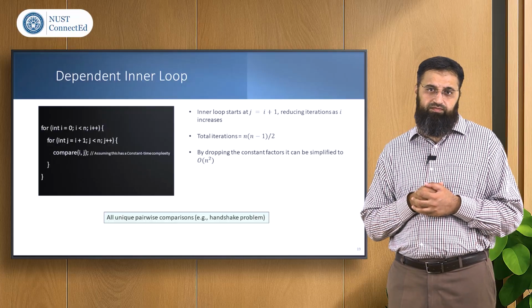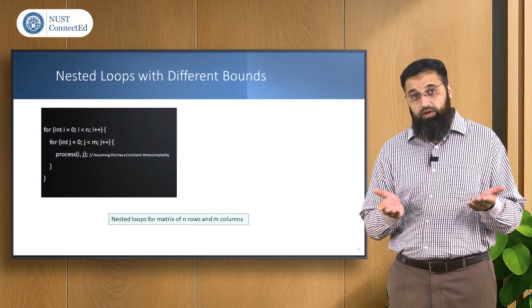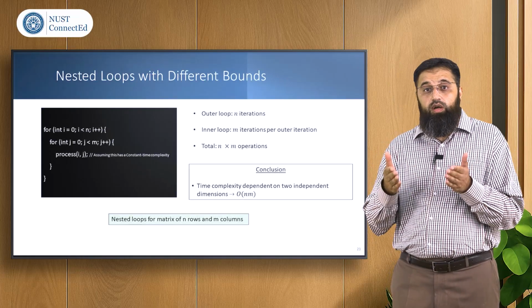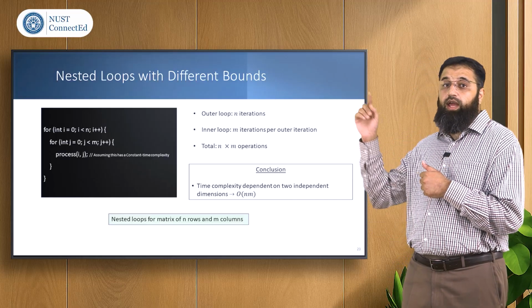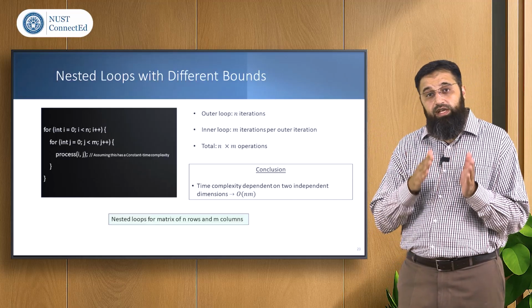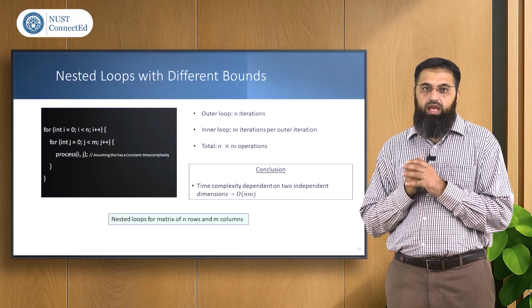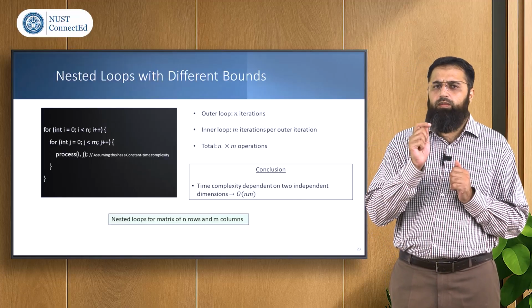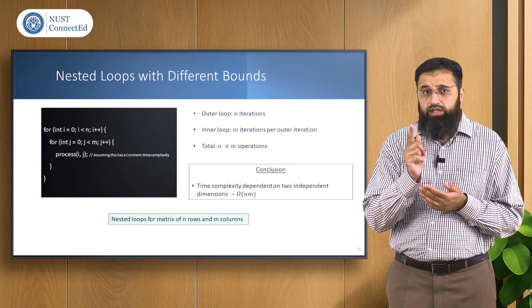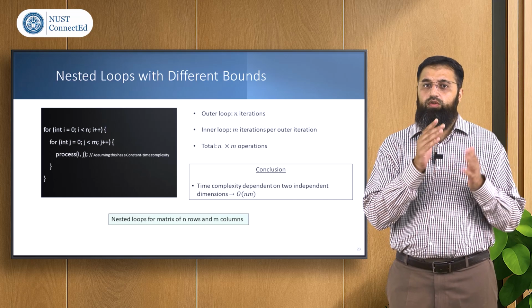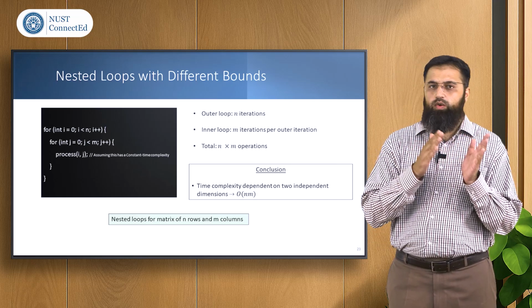Now, loops can have different bounds too. The total work depends on both n and m. So the complexity is Big O of n cross m. This is very common in matrix processing, or algorithms where input comes in rows and columns, or outer and inner lists.